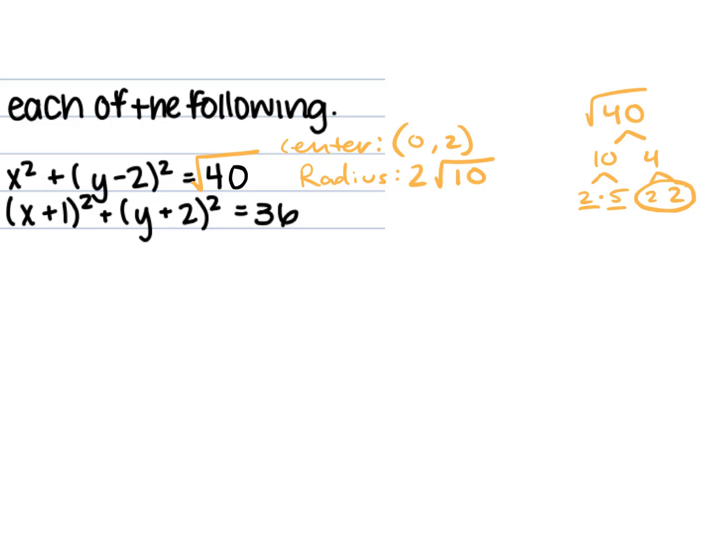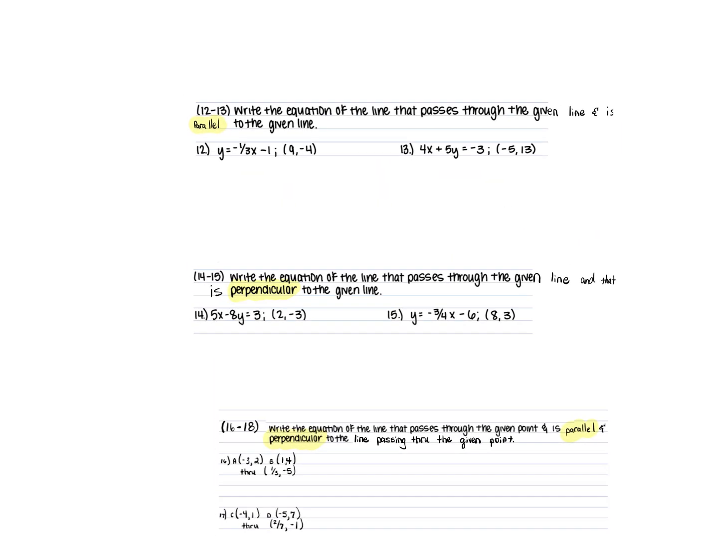And then lastly, let's do number 4. Let's start with our center. What would our center be for number 4? -1, -2. Perfect. And then what would our radius be? 6. Awesome. All right, let's look at the next page.